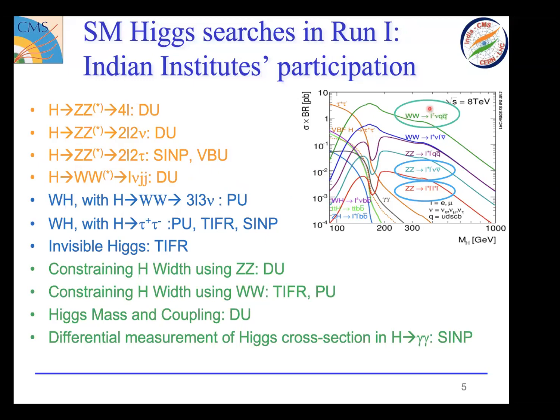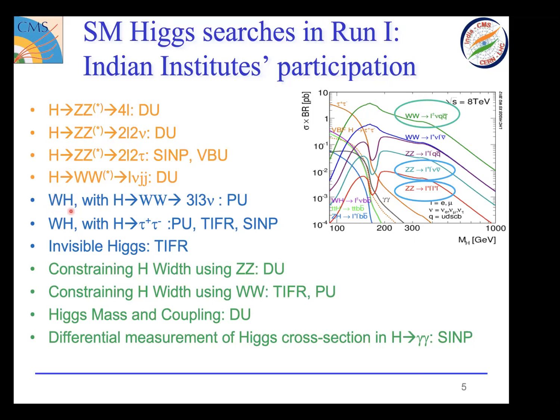Then in the Higgs to WW sector, the analysts participated in the L nu JJ channel, which of course has the highest branching ratio here, but at the same time a very large background. Then analyses were also performed in the associated production of the Higgs. In most of these channels which I have described above, the VBF, vector boson fusion, is also included.